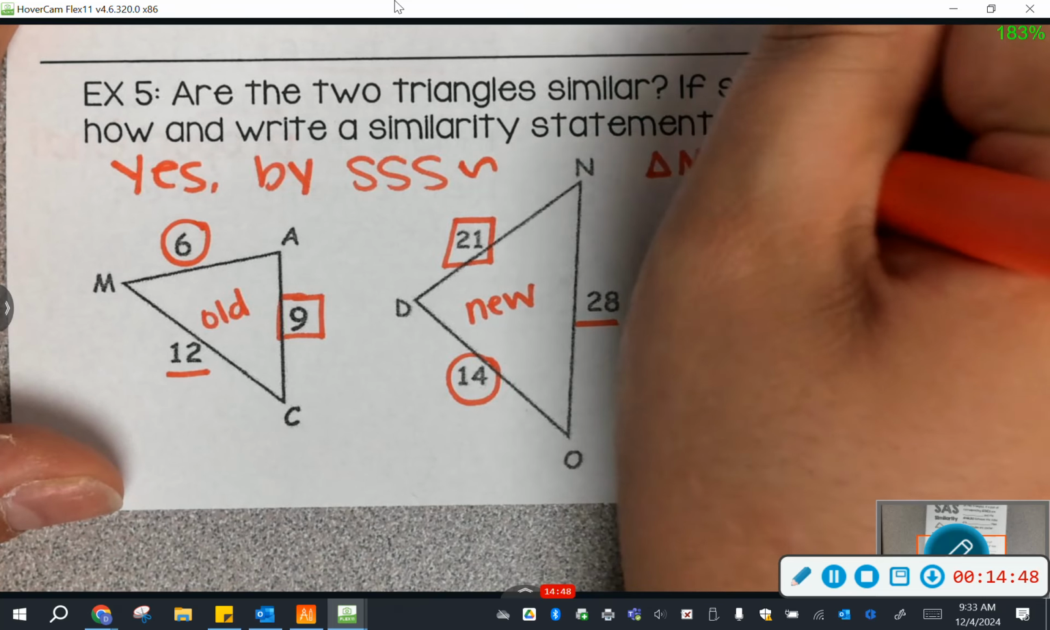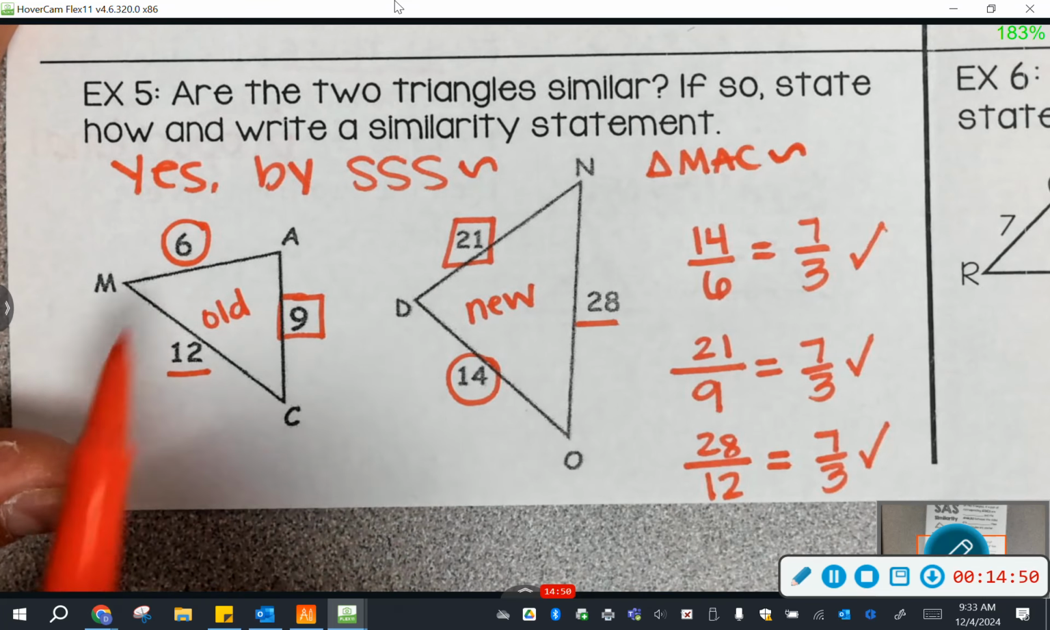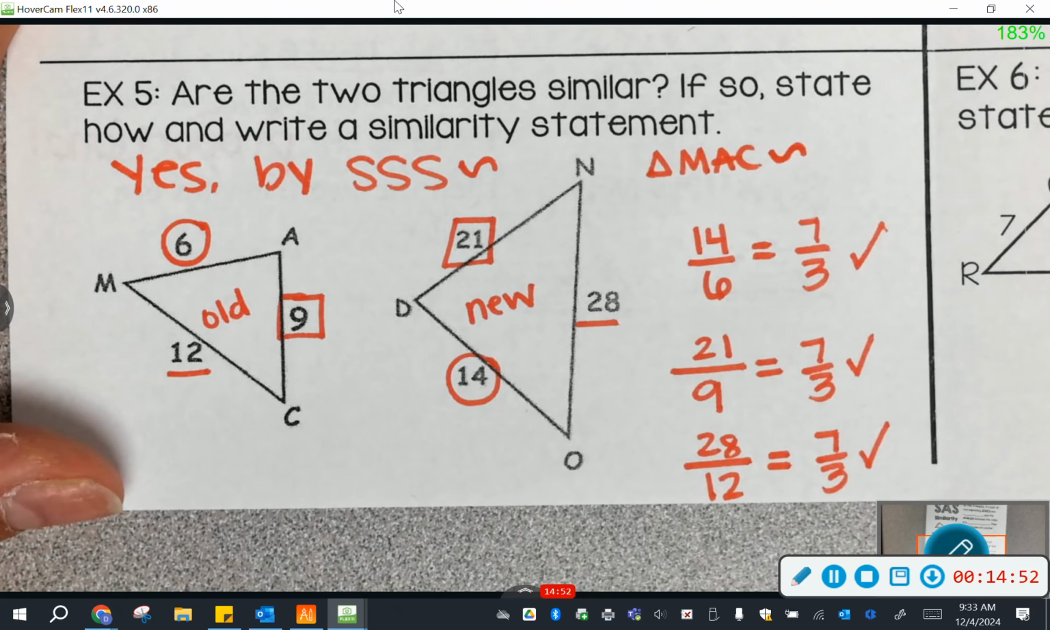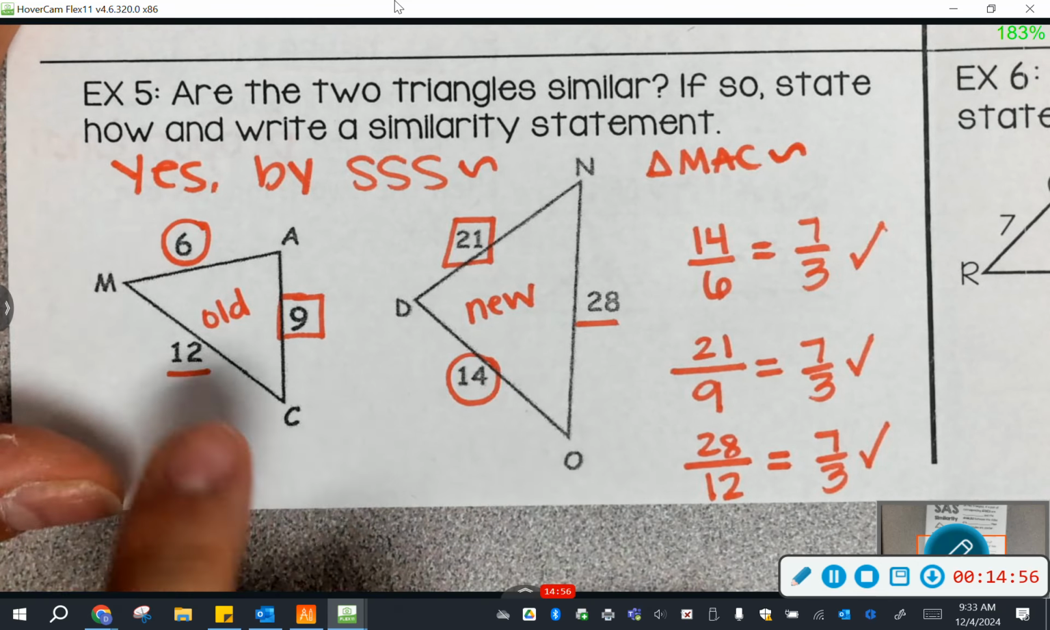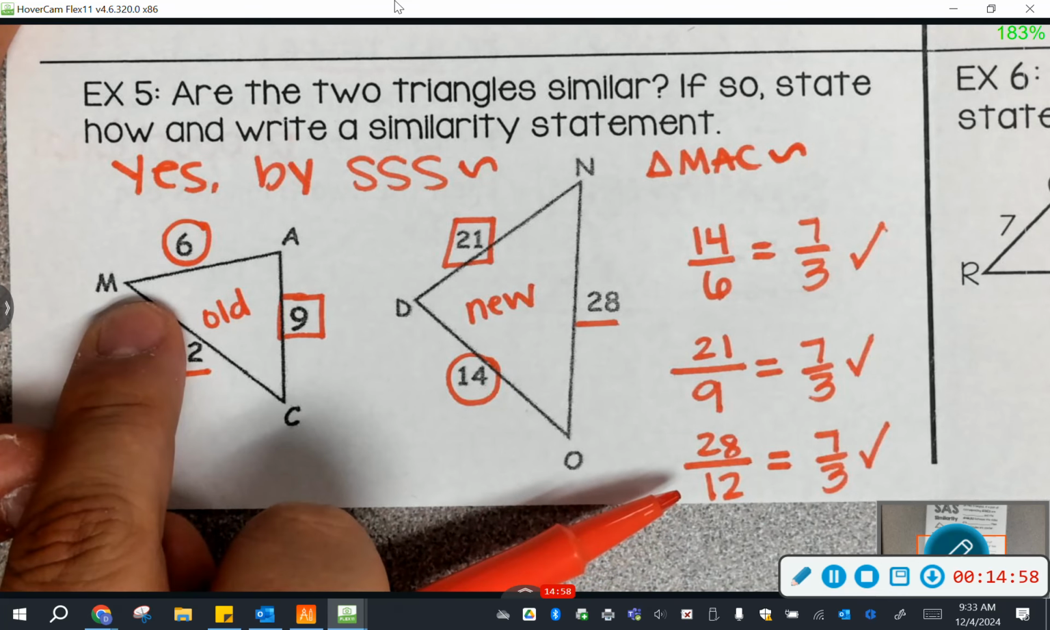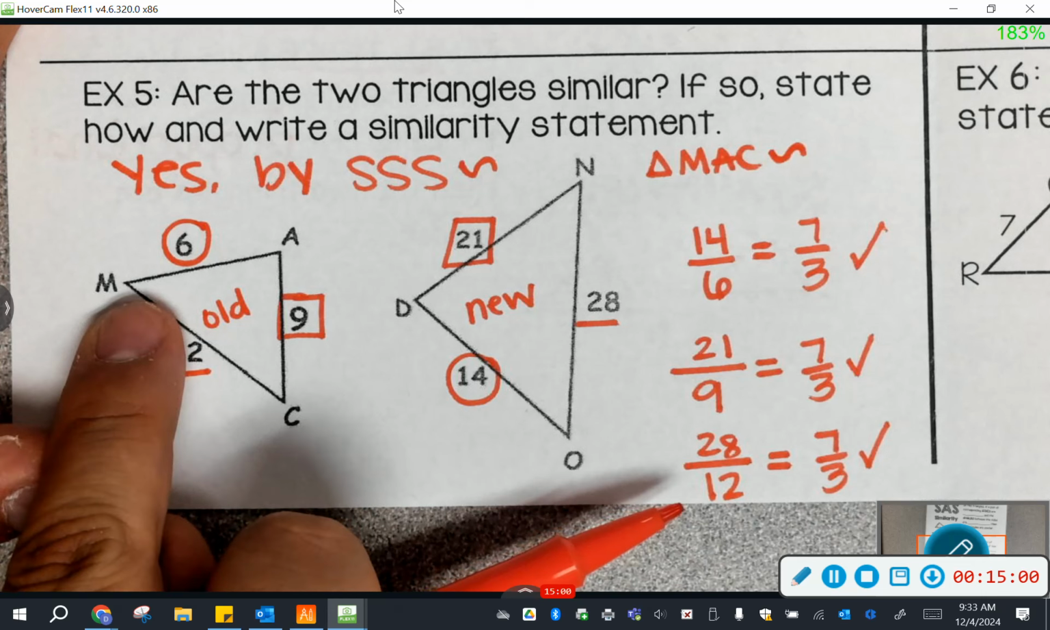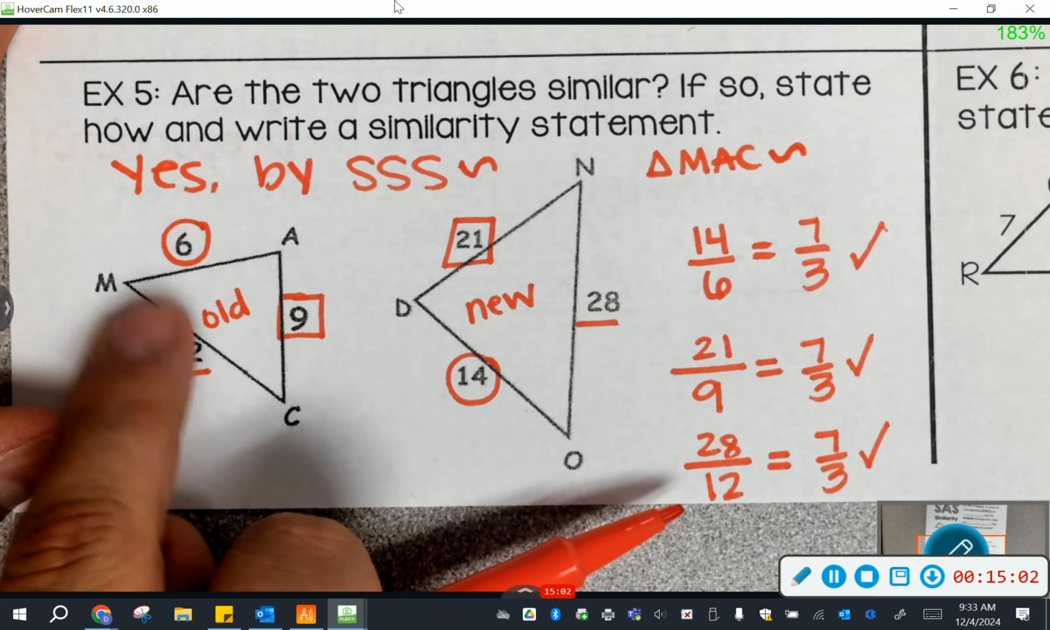What is MAC similar to? MAC. Be careful. What's the same as M? What's the same as M? Why O?